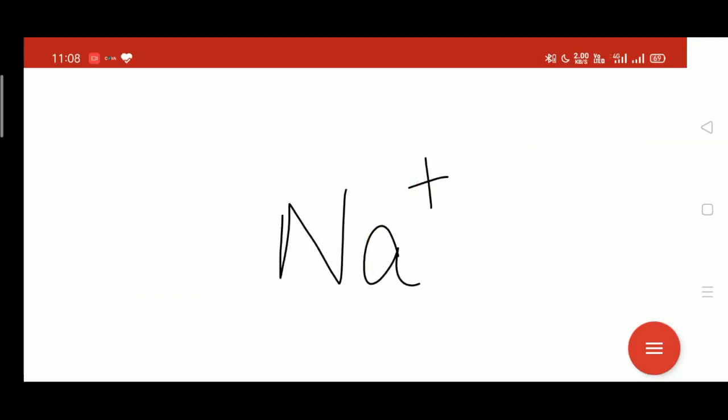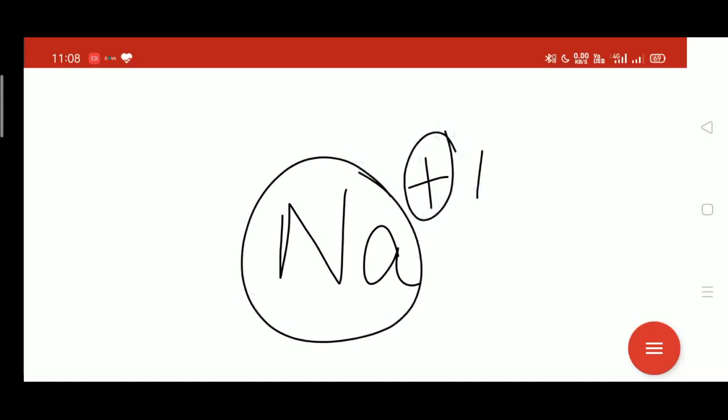In some cases, like the sodium ion, there is no number written after the charge. Then it is obvious that number 1 has to be written after the charge, which means in this case the symbol will be Na, the charge will be positive, and 1 will be the valency of the sodium ion.